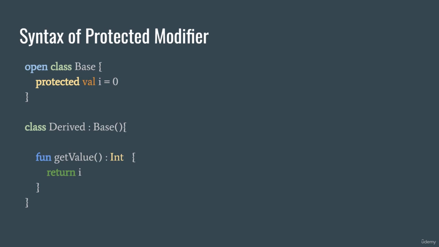So now we have this class which derives from base, which is our derived class, and there we have this function getValue, or this method to be precise, and it returns an integer. And there we now return I. So we return the variable that was created in the base class. Because we are inheriting from it, we can use it. But if we weren't inheriting from it, so if we're in another class, let's call this class C, then we could not use this val I.